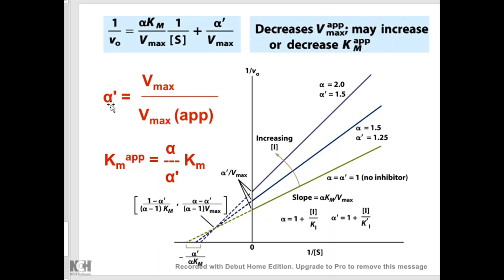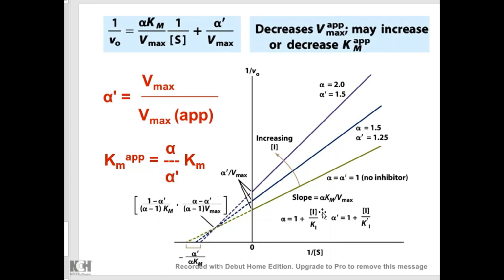We find alpha prime. Don't look for alpha first. Find alpha prime the same way as we just discussed before. Once you find alpha prime, you can immediately find the Ki prime, the same way as you've done for an uncompetitive type of inhibition. Now, what do we do with alpha?